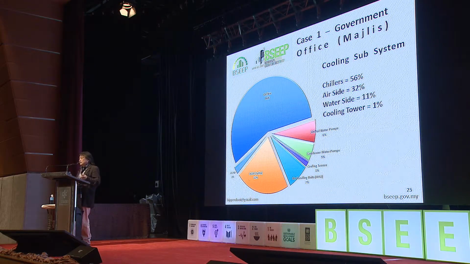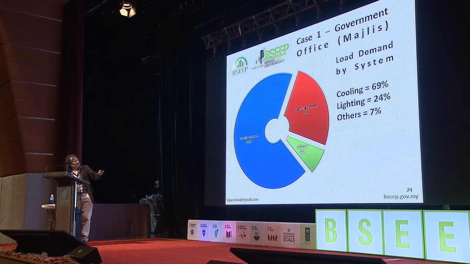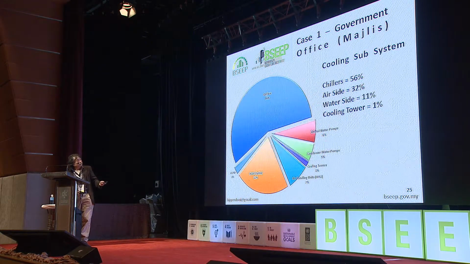detailed IGA. So that's the first thing you must understand. And lighting is pretty consistent, you know. Lighting is about 20 to 30%. Later you see another building is the same.